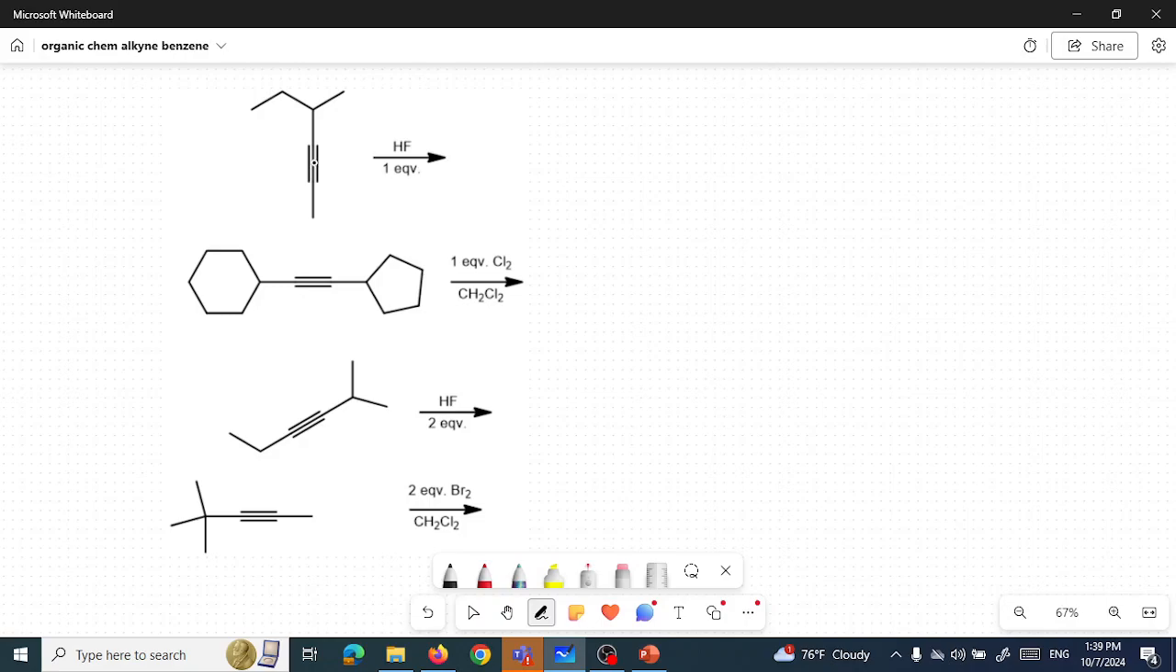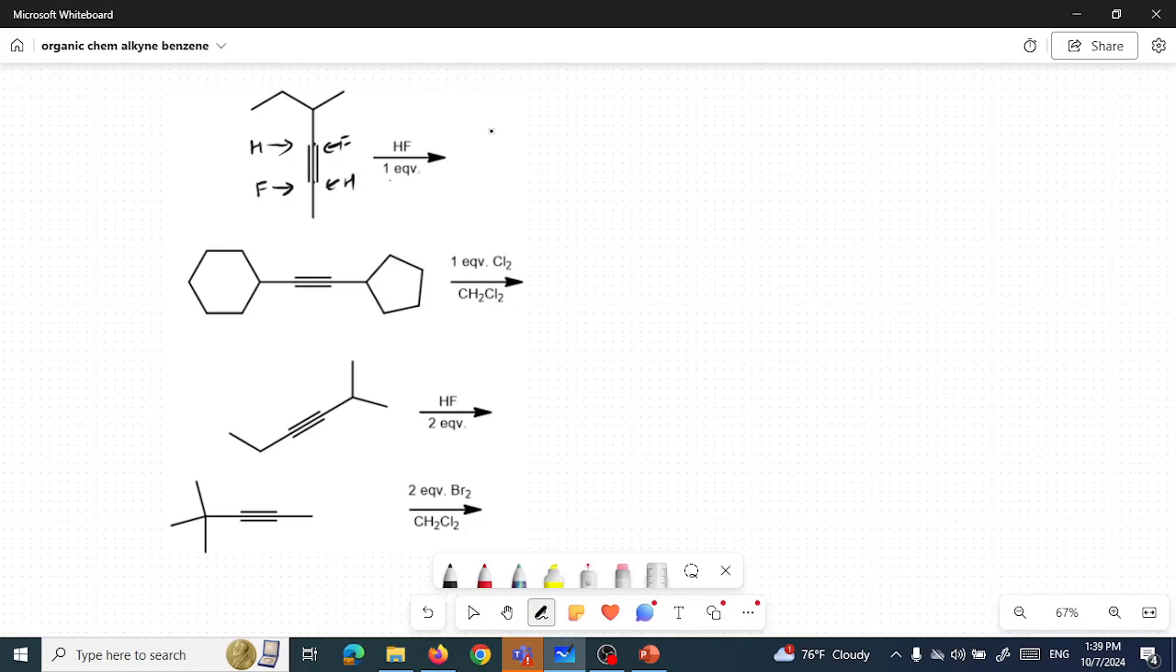The top one here, you can see the triple bond, and you're adding 1 equivalent of HF. In this case, both carbons are equally substituted. This branch does not show a preference on this carbon, and the top carbon only has 1 substituent. So the choice will be H and F added to one carbon or the other, or F, H. There's no preference. Therefore, you're going to have 2 products.